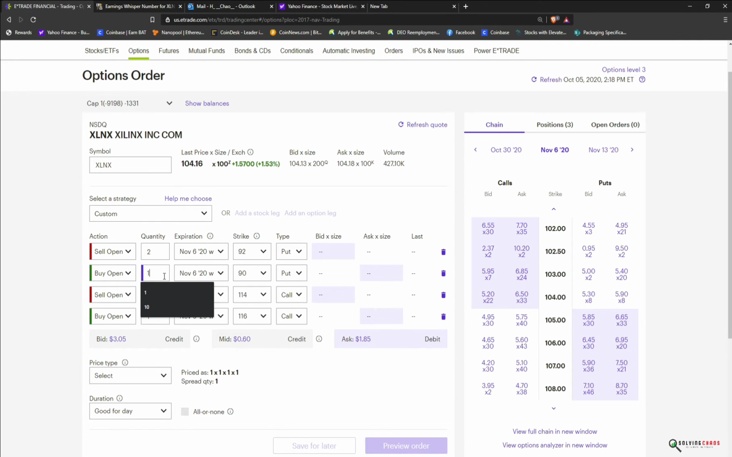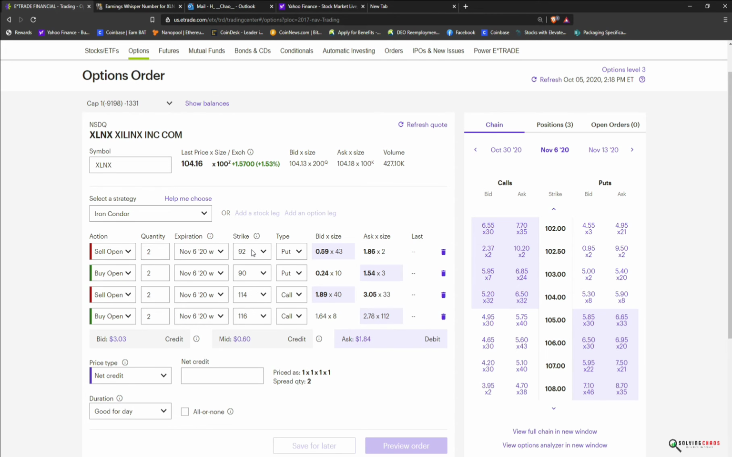Okay. So what it's saying is, the width is $2. I'm going to make 60 cents. That's close enough to the tasty trade rule, which is 1/3, right? It's a $2 risk, and 1/3 of that is about 66 cents. So I think that's good. And so the goal here for me is to hope that it stays in between.